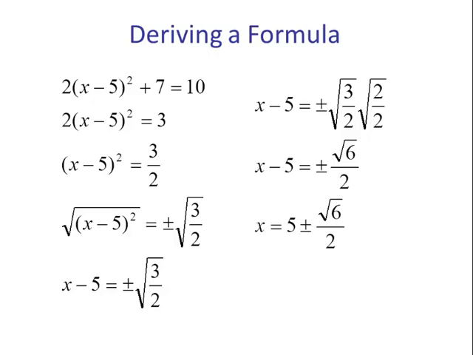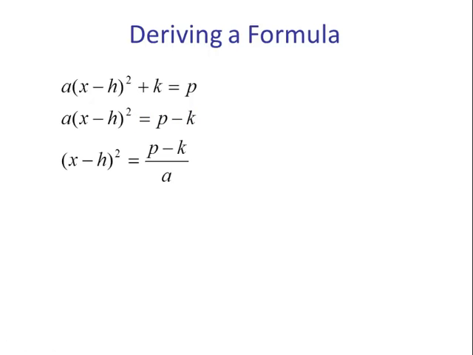So number 1's finished. Number 2, if we solve this literal equation the same way, our first step is to get rid of k. So we subtract k from both sides. Now these are not like terms, so we just write p minus k. Next, we want to divide by a, and we get x minus h quantity squared equals p minus k all divided by a.